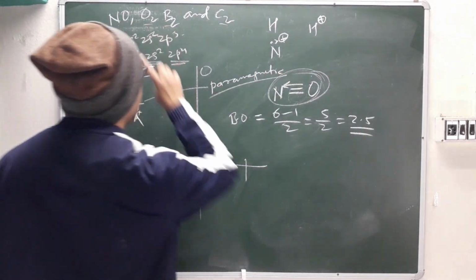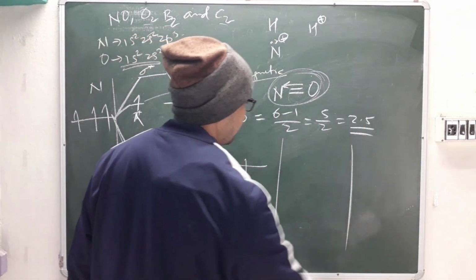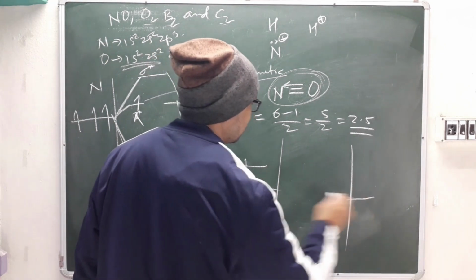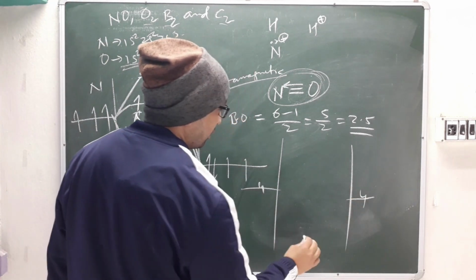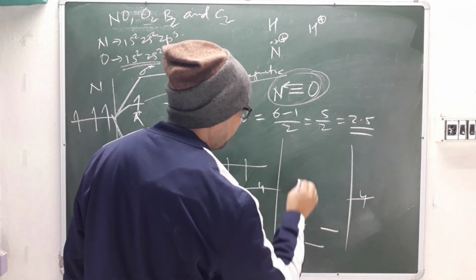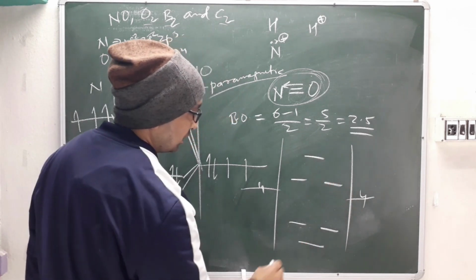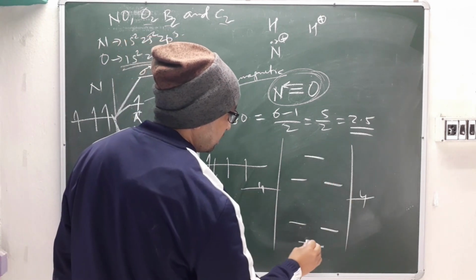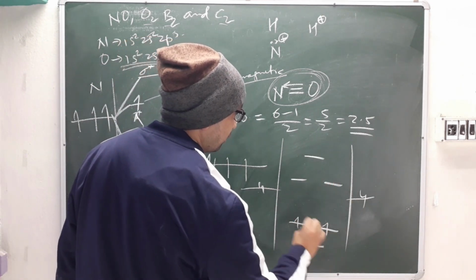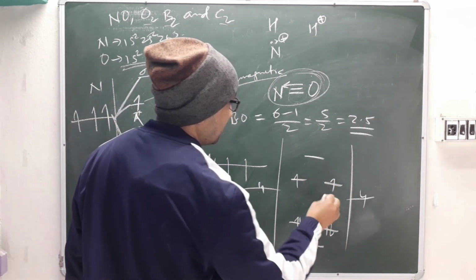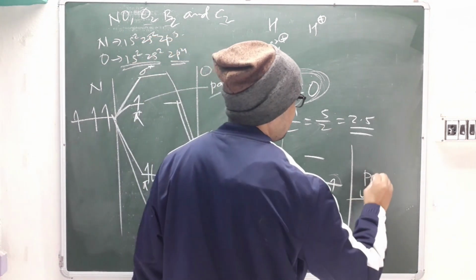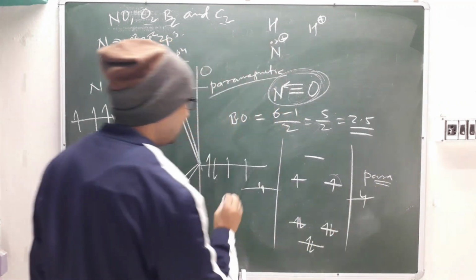Paramagnetic. For oxygen, we will frame it here only. On both sides 4 electrons are there, and for oxygen we know that mixing won't take place. We will just write it like this. So 4 and 4, 8. 1, 2, 3, 4, 5, 6, 7, 8. An unpaired electron is there, so O2 is also paramagnetic.